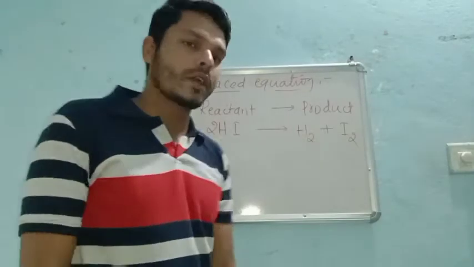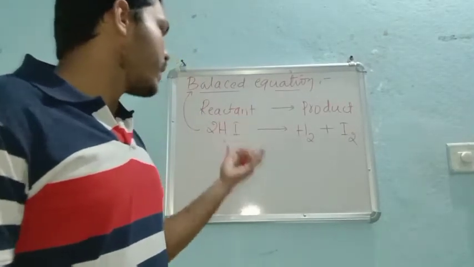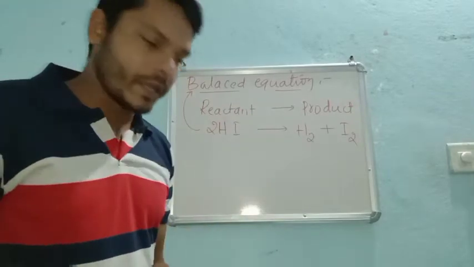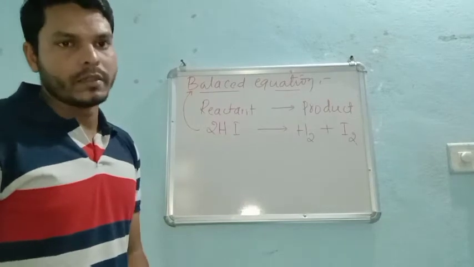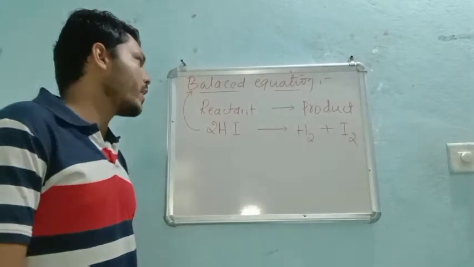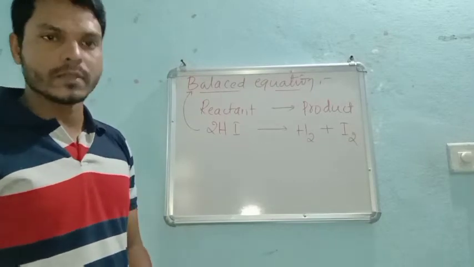I hope you come to know that the number of moles of reactant must and should be equal to the number of moles of product. Then only such reactions are called balanced chemical equations or balanced chemical reactions, right?